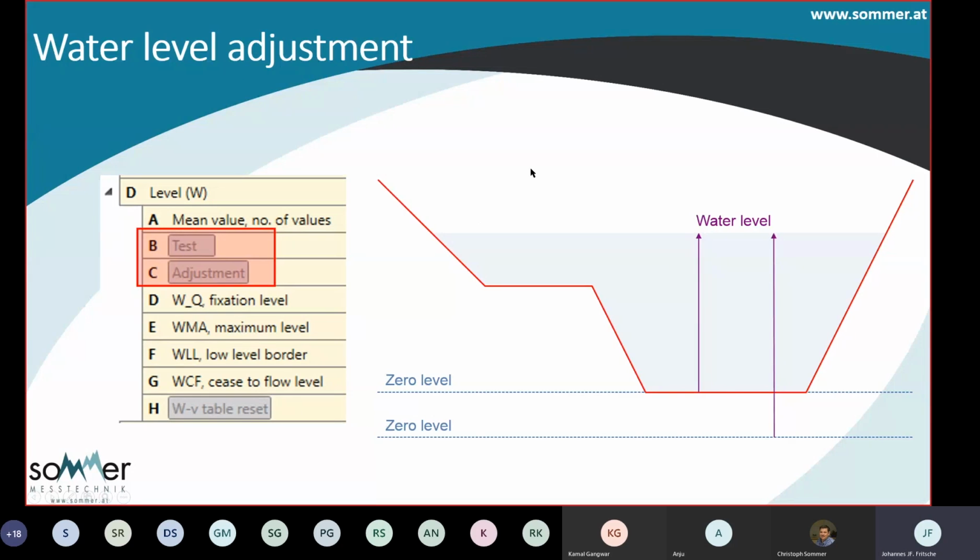Here's an illustration of what is done. It depends on the zero level you defined when you built the cross-section profile. This zero level can be at the bottom of the river, or it can be the sea level, or any level in between. So when you press the adjustment function, you have to tell the system what your water level is from the zero level to the water surface, in whatever coordinate system you're using.